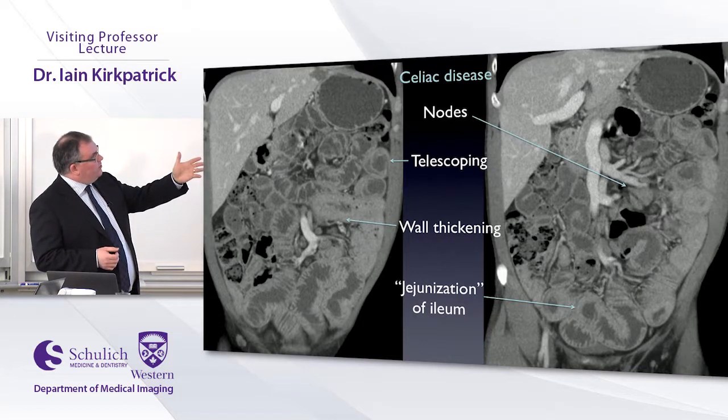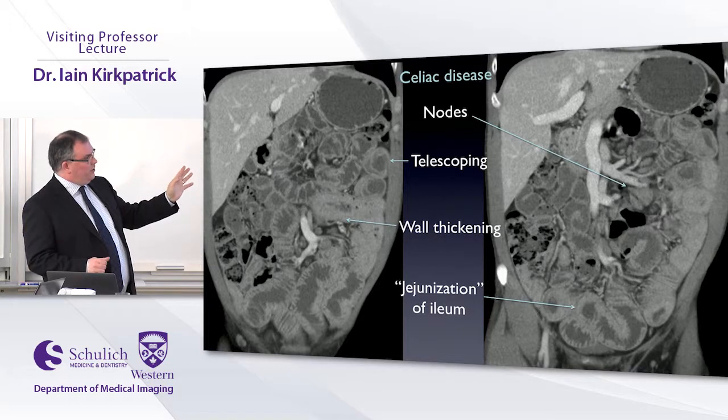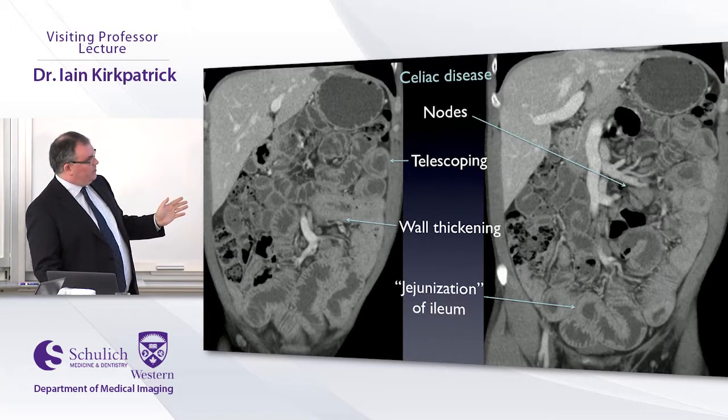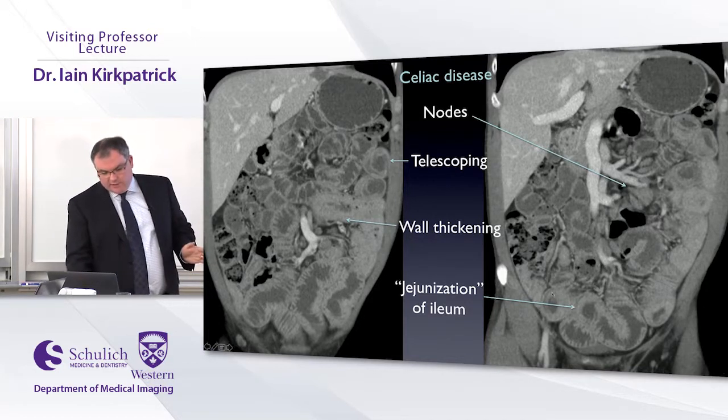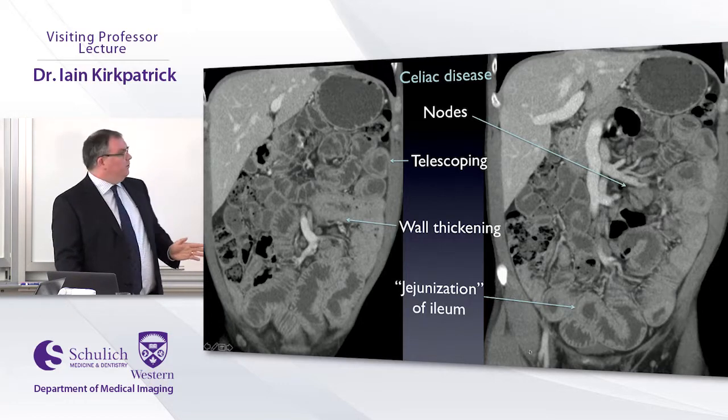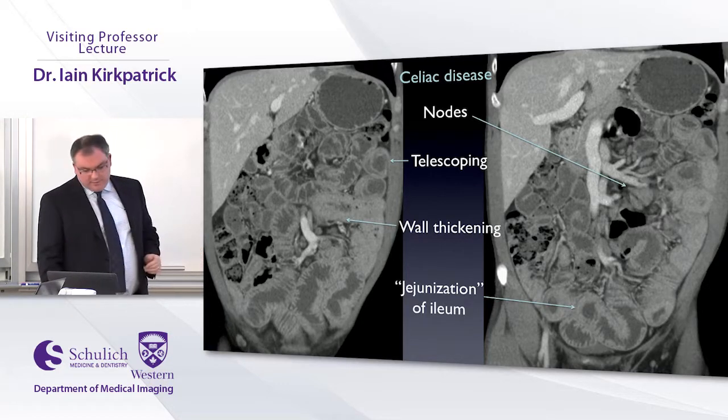They've got nodes, they've got telescoping bowel, wall thickening. I think it's a beautiful case showing the jejunization of the ileum. I mean, this should be pretty distal ileum down here, but you can see there's a ton of folds here. So very nice example of that.